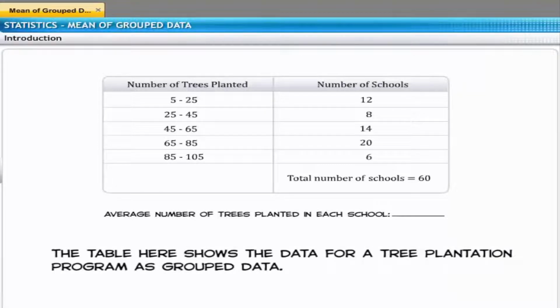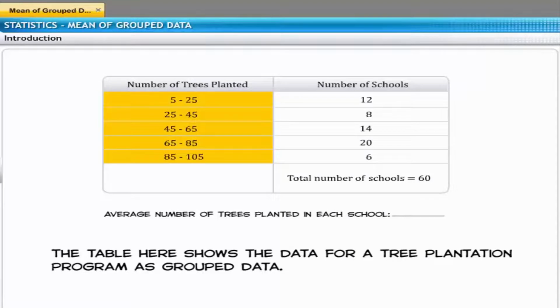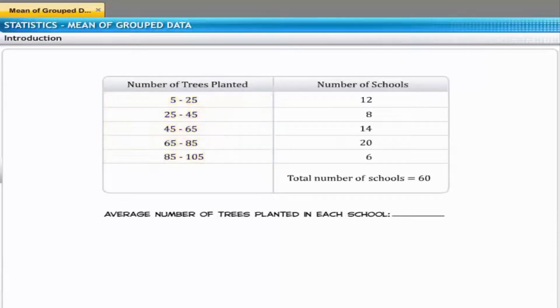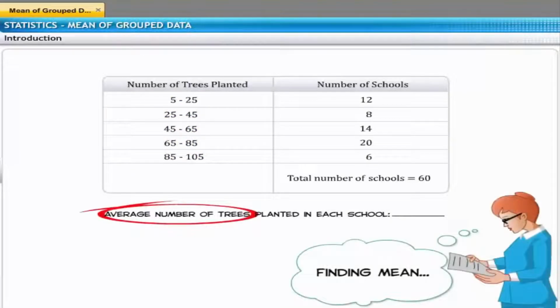First, let's observe the table carefully. What does it represent? The table shows the data for a tree plantation program as a grouped frequency distribution table. To find the average number of trees planted in each school, Miss Greenfingers has to find the mean of this grouped data.